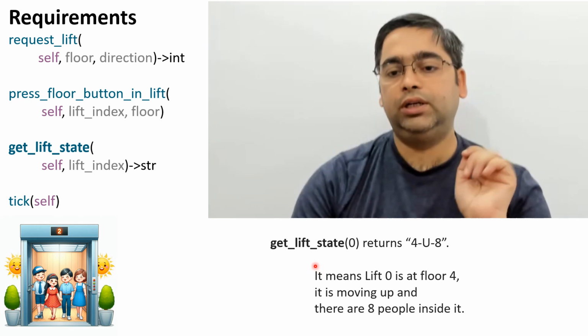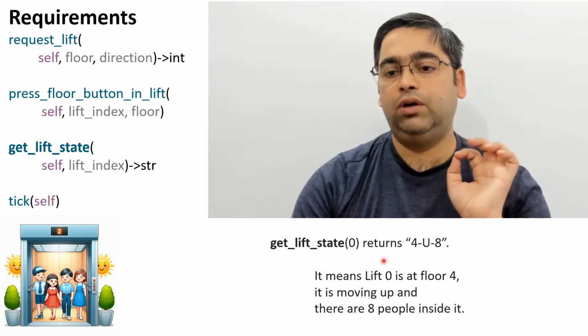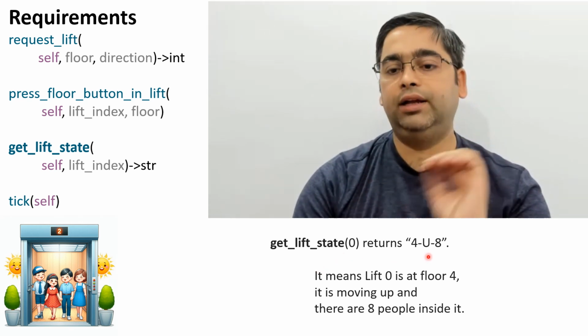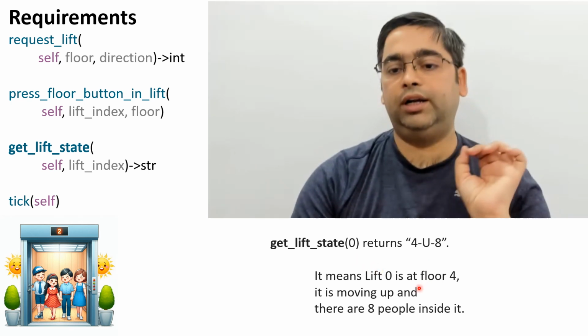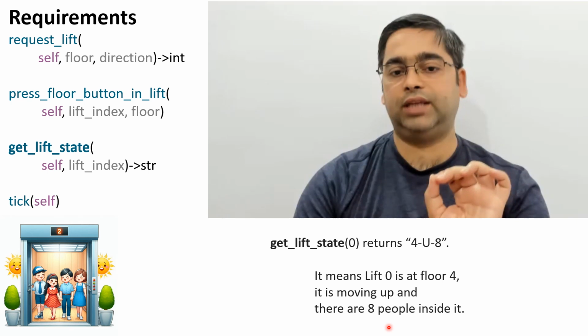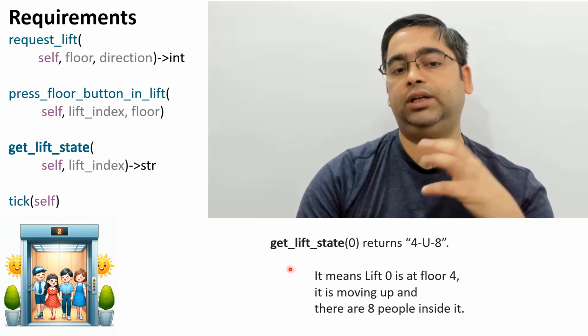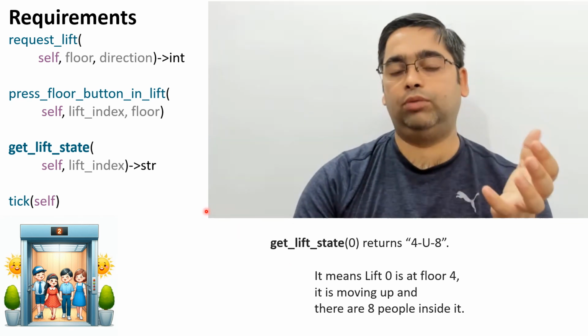So let's suppose get lift state has returned 4-U-8. It means lift 0 is at floor 4, it is moving up and there are 8 people inside it. So this is how you track or return the state of the lift.